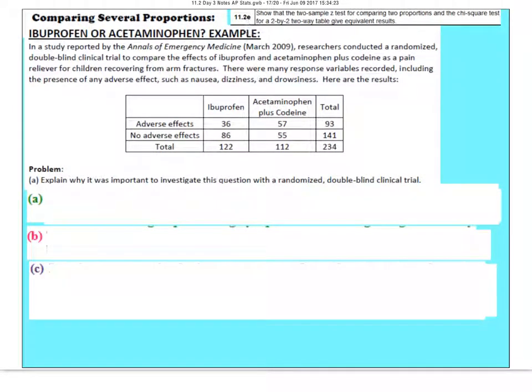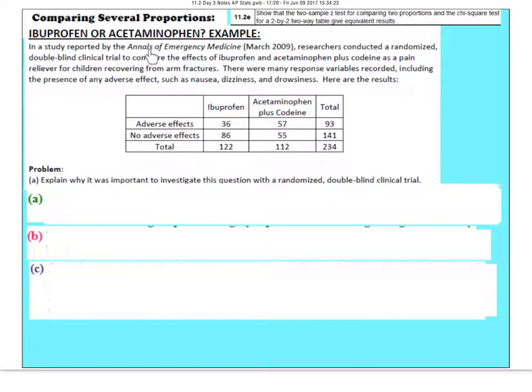In 11.2e, we're going to show that a two-sample z-test for comparing the difference of two proportions and the chi-square test for a 2x2 two-way table actually give you similar results. And let's look at this, ibuprofen versus acetaminophen.